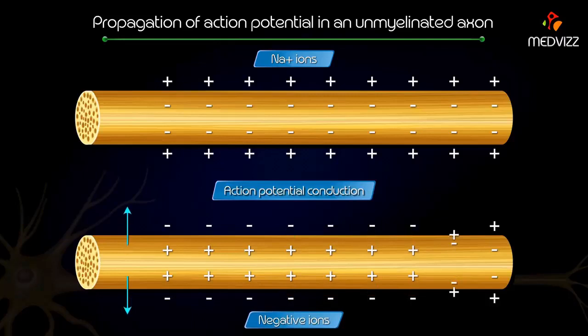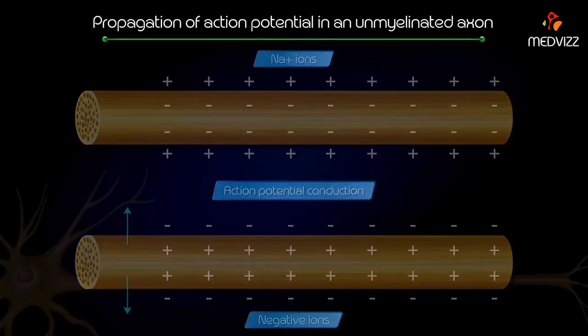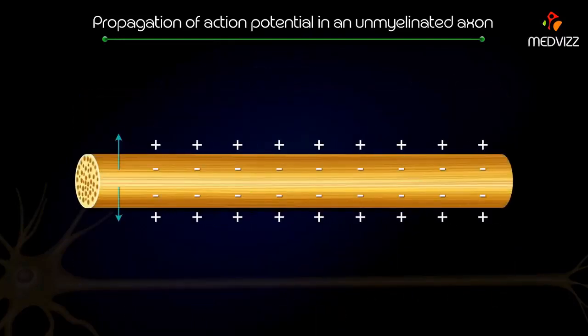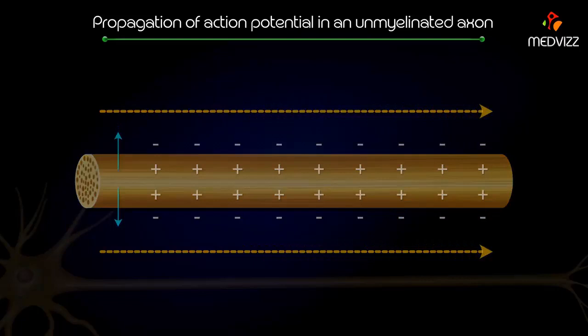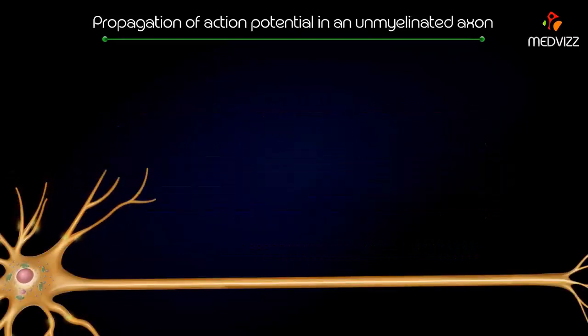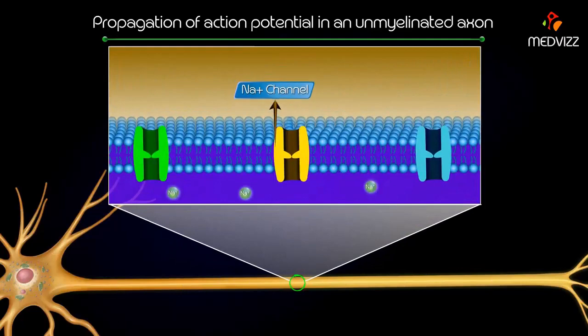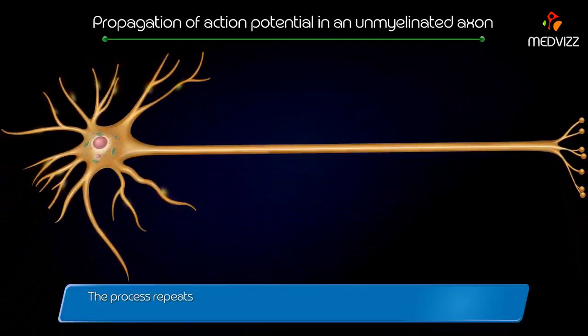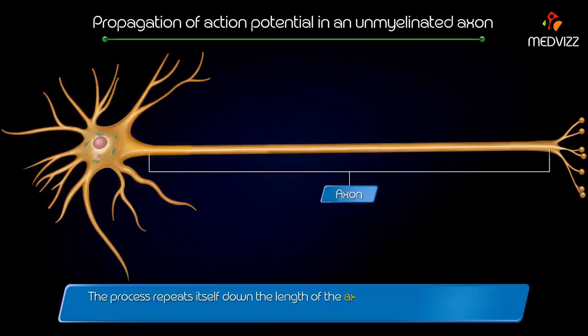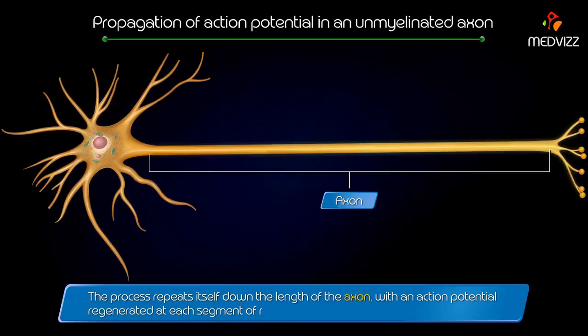ions away from the adjacent membrane. As a result, a wave of positivity moves down the axon without any individual ion moving very far. Once the adjacent segment of membrane is depolarized, the voltage-gated sodium channels in that segment open, regenerating the cycle. The process repeats itself down the length of the axon with an action potential regenerated at each segment of membrane.